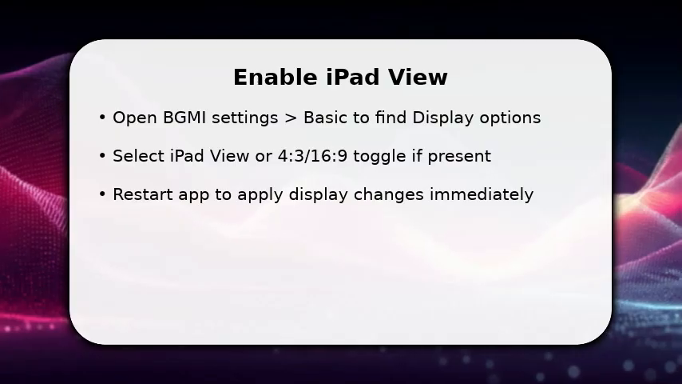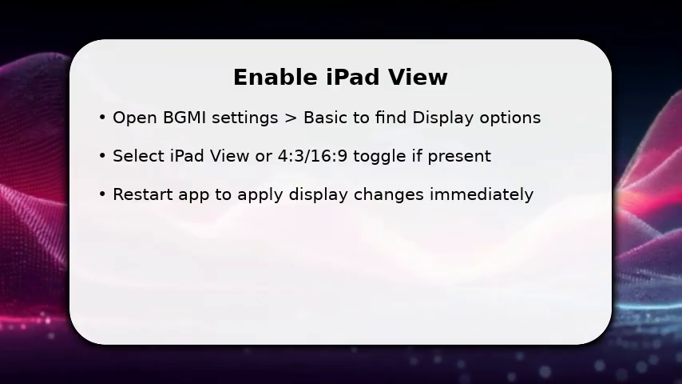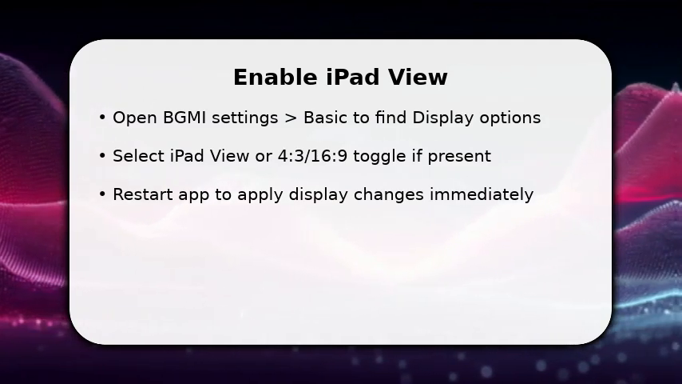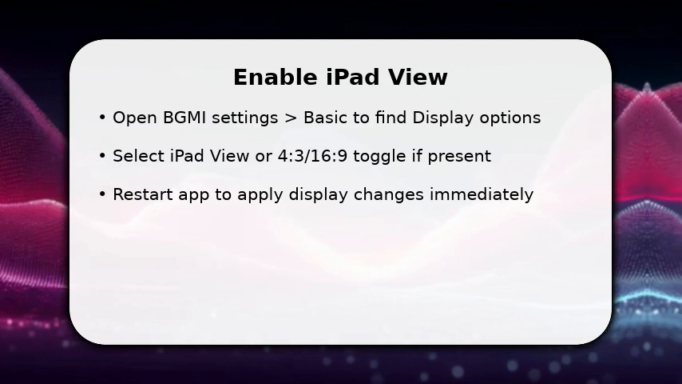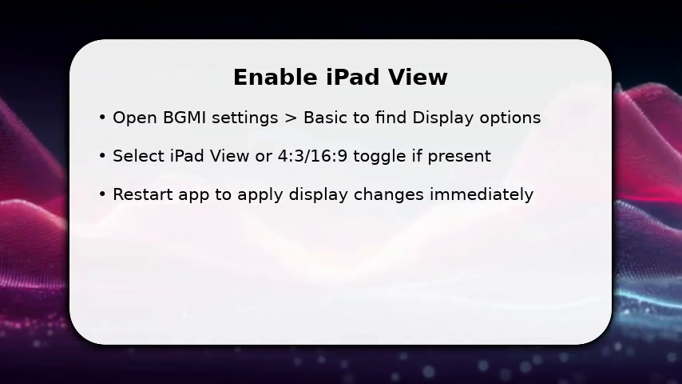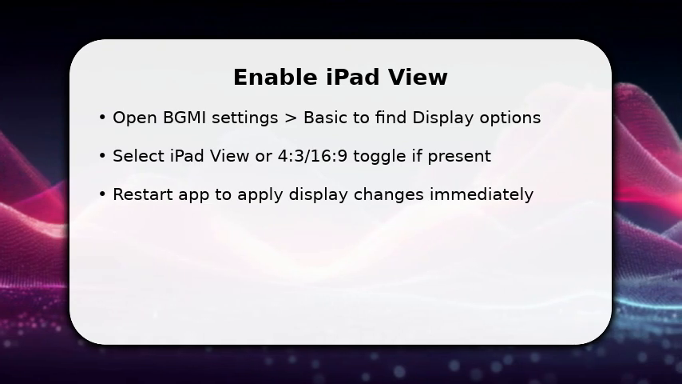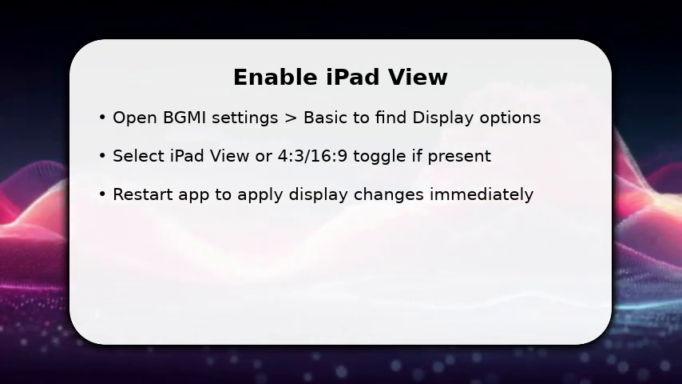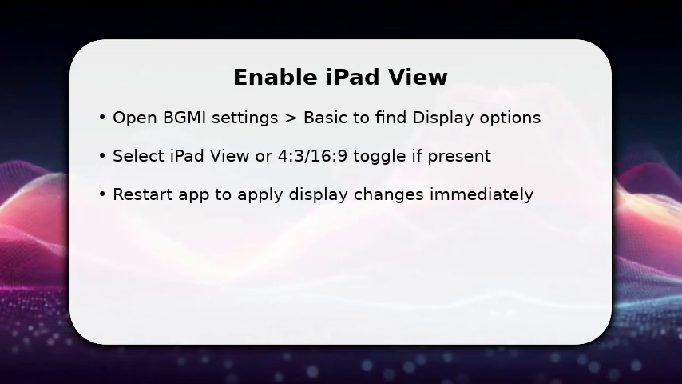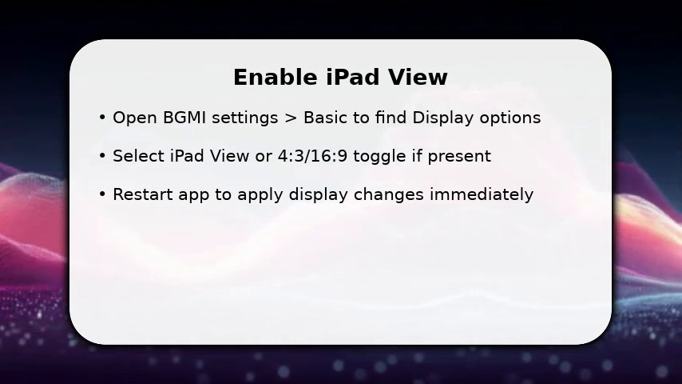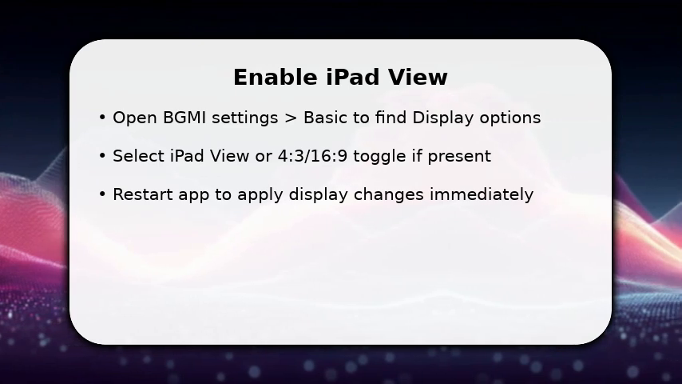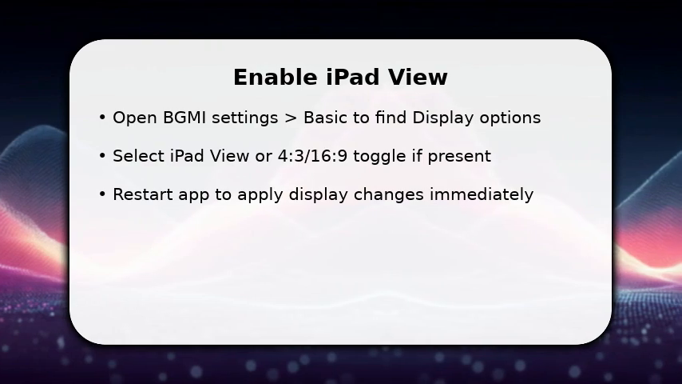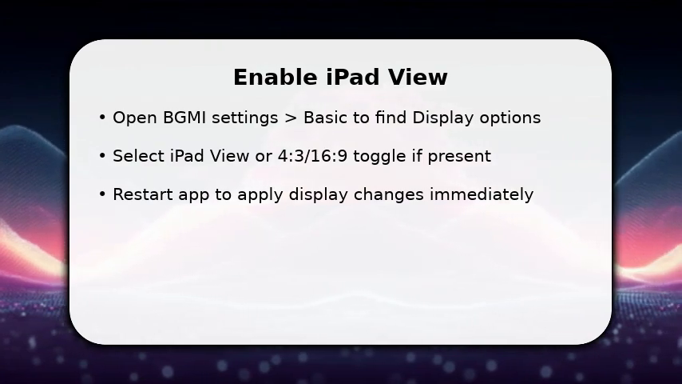Enjoy the video. You start by enabling the iPad view in BGMI so controls and HUD scale correctly for a tablet-like layout. Go to Settings, tap Basic, and locate the Display or Aspect Ratio option. Choose iPad view or the 4:3 alternative if iPad is not explicit. Once done, make sure to restart the game so textures and UI elements reinitialize at the new ratio. This prevents misplaced buttons and gives you the wider, more comfortable control spacing you want while playing.